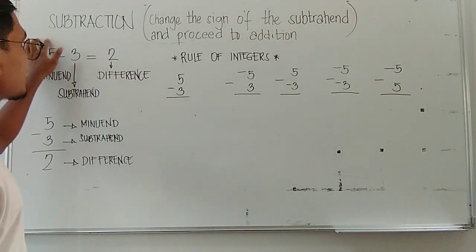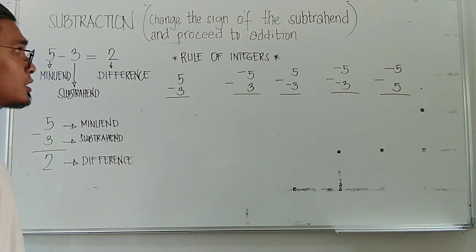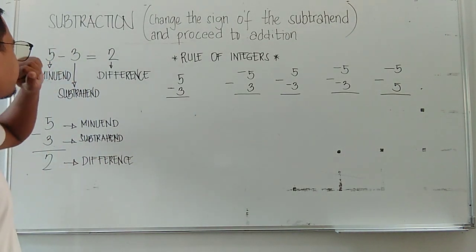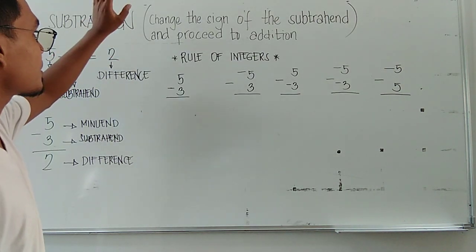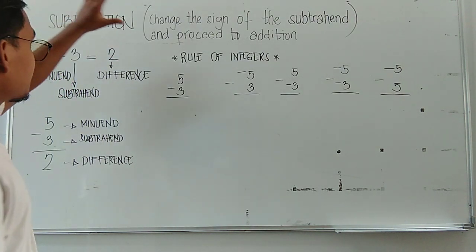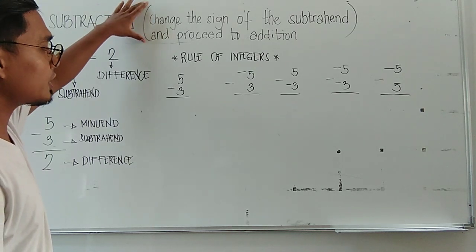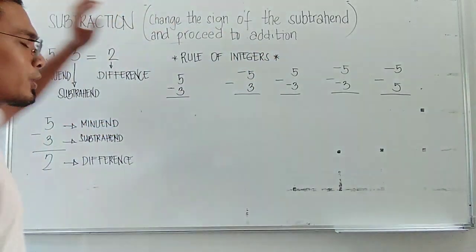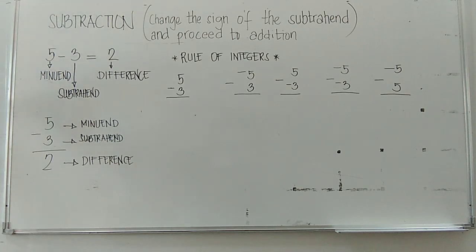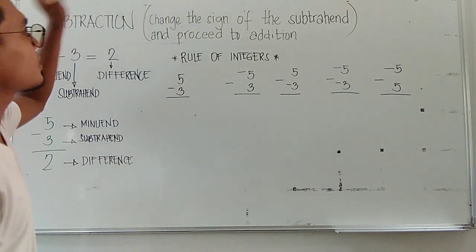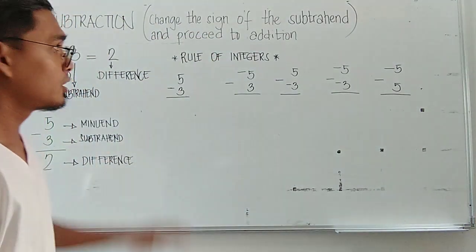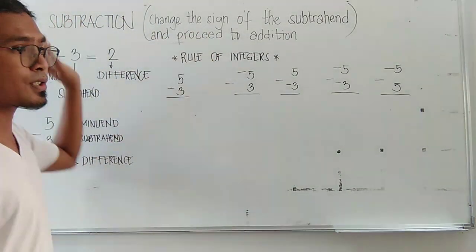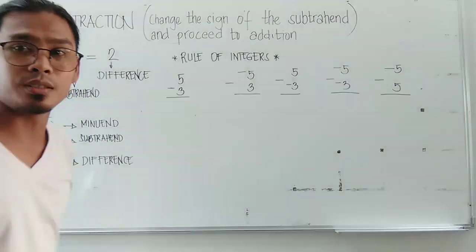Subtraction is a special kind of addition. The basic rule we have to follow in subtracting integers or numbers is to change the sign of your subtrahend and proceed to addition. So again, subtraction is a special kind of addition.